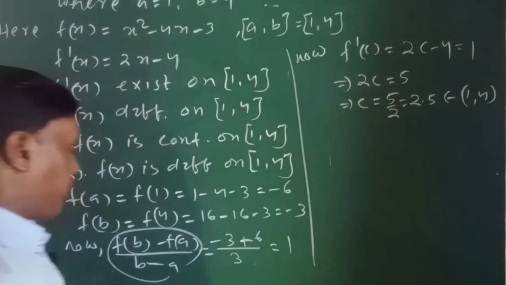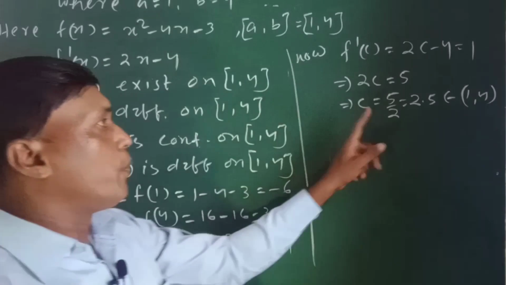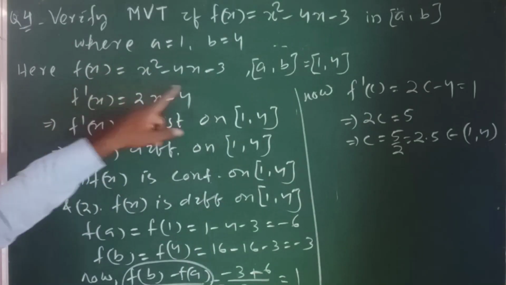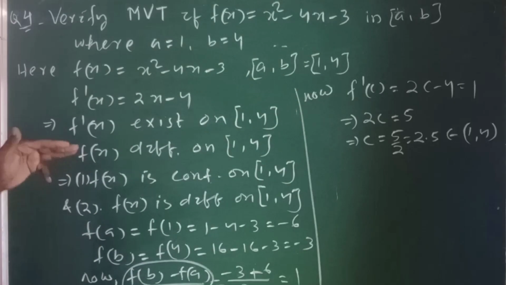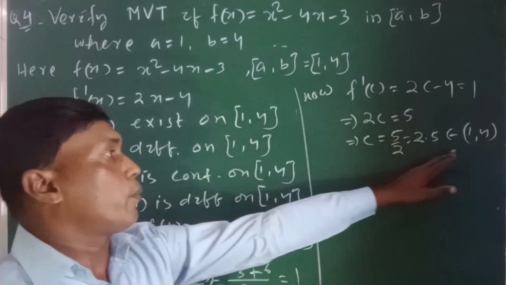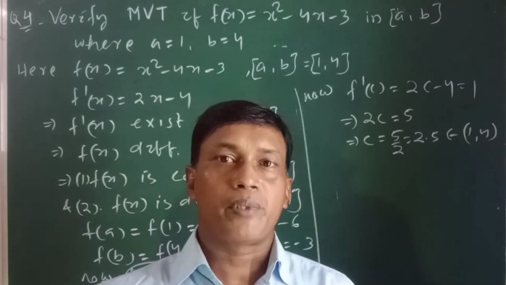So after equating f dash c to f of b minus f of a by b minus a, we find a point c which belongs to this open interval. So the function f of x on the interval [1, 4] satisfies the two conditions, and also we find a point c in between that interval 1 and 4 which satisfies f dash c is equal to f of b minus f of a by b minus a. Hence mean value theorem is verified.